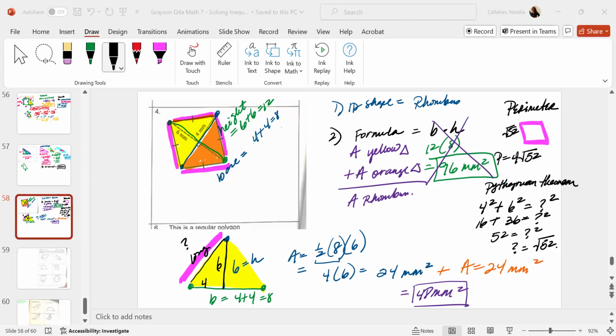Okay, you can simplify square root of 52. If you break it down, it's 2 and 26, right? 2 and 13. Do you see how there's two 2's that can come out? So this is just 4 times 2 times square root of 13, right? Which is 8 square root of 13 millimeter. And that's your perimeter.